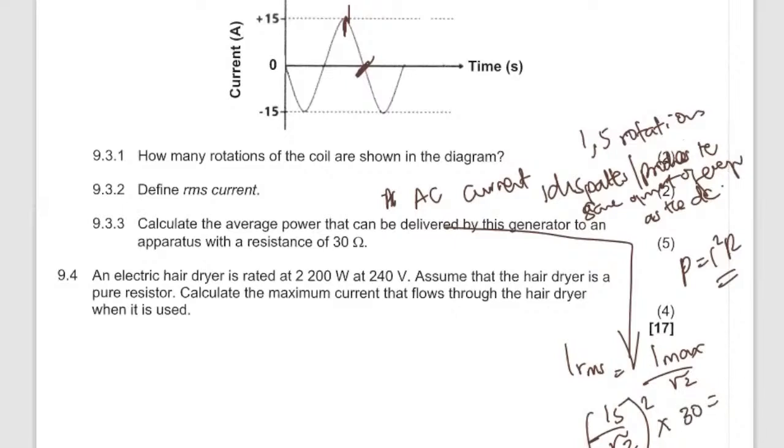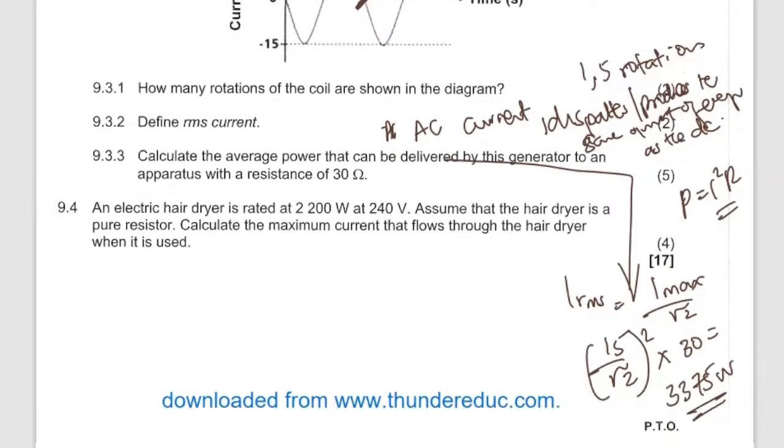So it's 15 over the square root of 2, squared, times 30. That's giving me 3375 watts directly. If you have decimals because of doing this separately and rounding up, no problem, the answer should be close to the same.